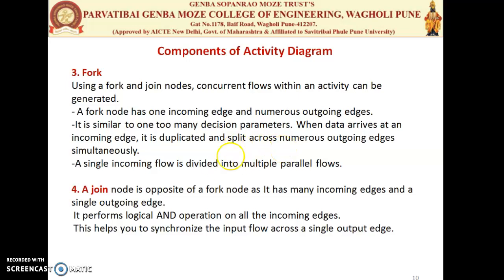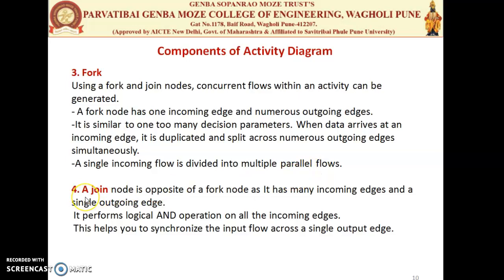So the fork has a single input and multiple outputs within the activity. If the activity has a single input and multiple outputs, that is called a fork. That is, a single incoming flow is divided into multiple parallel flows.